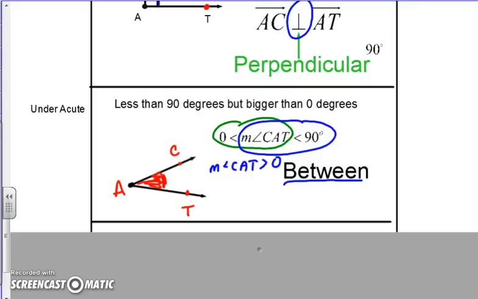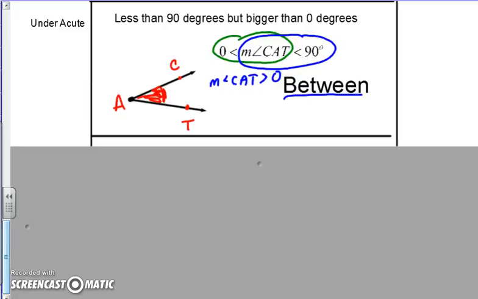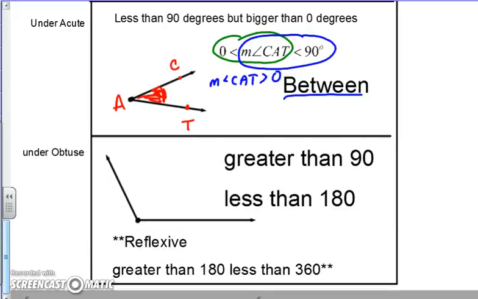And then the final one, for obtuse, is that they are greater than 90 but less than 180. And a reflex is what we were just talking about. That's when it's greater than 180 but less than 360.